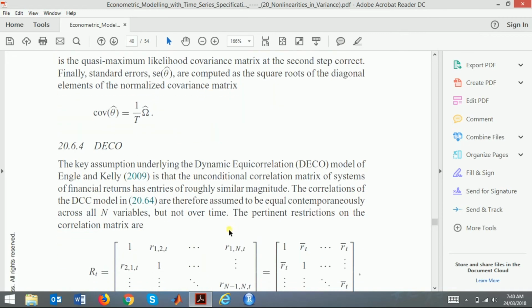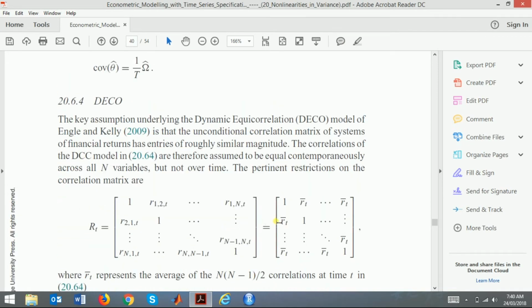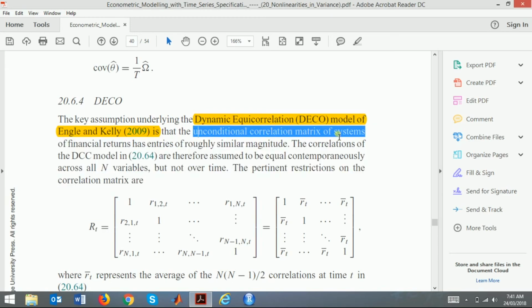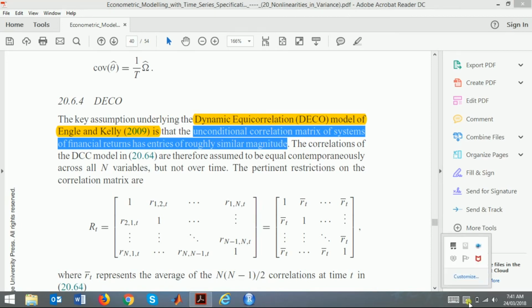So just like this. DECO, the dynamic equicorrelation model of Engle and Kelly, assumes that the unconditional correlation matrix of systems of financial returns has entries of roughly similar magnitude.